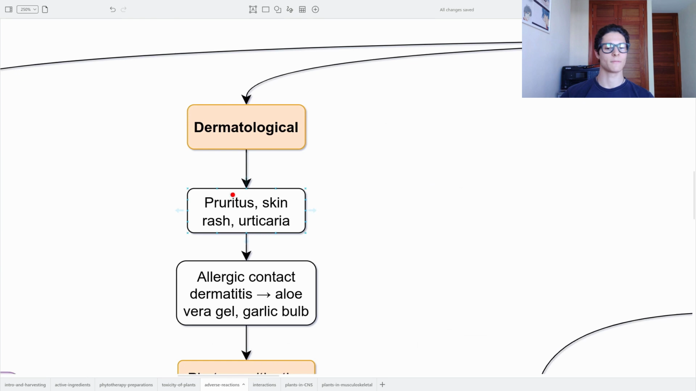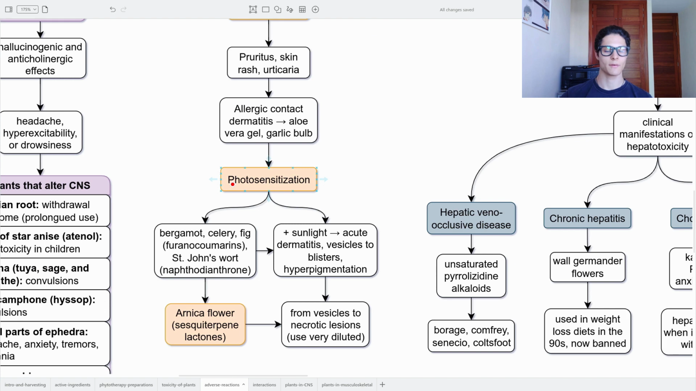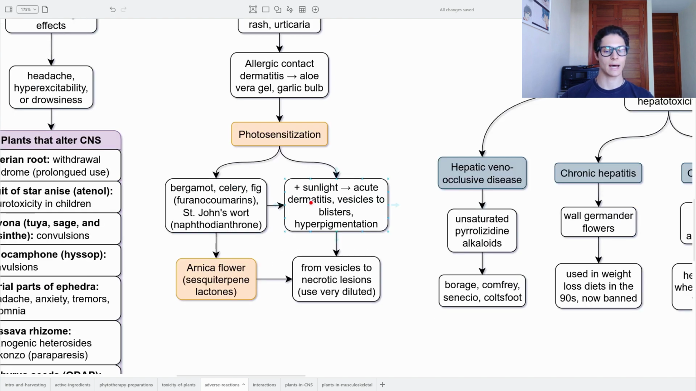Dermatological, we can have pruritus, skin rash, and urticaria. Also an allergic contact dermatitis because of aloe vera gel or garlic bulb. Some people are allergic to those. And then we have a thing called photosensitization, which is indeed the sensitivity to light. The bergamot, celery, and figs have furanocoumarins, and if you remember, furanocoumarins have this photosensitization property, as well as the St. John's wort, the Hypericum, which has naphthodianthrones.